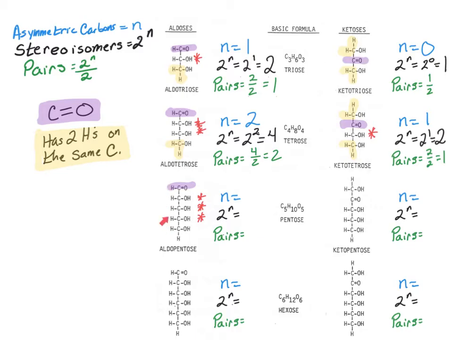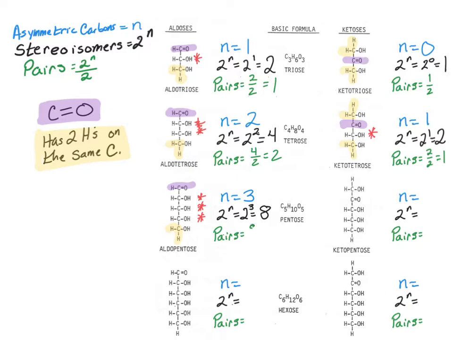And going down from that carbon, we'll see that there's a hydrogen on the other end. These are different from each other, and so we know this is asymmetric. Each of those are asymmetric. The bottom one is not asymmetric because it has 2 hydrogens attached to it. So altogether we have 3 asymmetric carbons, and that means our number of stereoisomers is 2 to the power of 3. 2 to the power of 3 is 2 times 2 times 2, which is 8. So there are 8 stereoisomers of aldopentose.